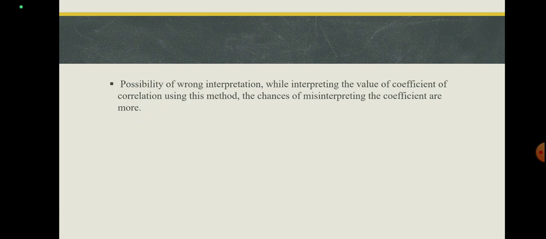The last one is the possibility of wrong interpretation. While interpreting the values of the coefficient of correlation using this method, the chance of misinterpreting the coefficient is higher, because if there is any mistake in the assumptions, or if the assumptions or the values are incorrect, there is a greater chance of misinterpreting the coefficient.